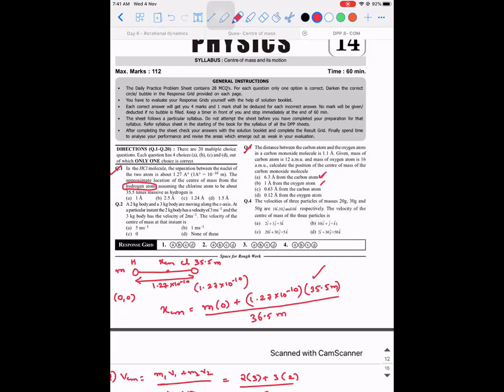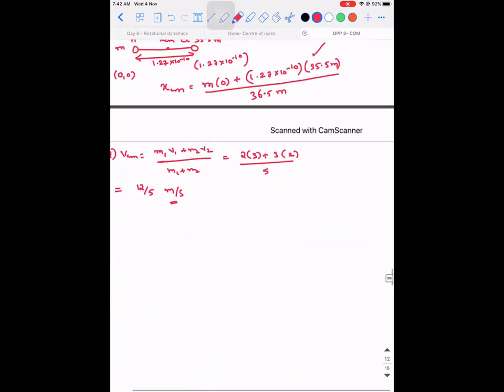Similarly, if they ask from the oxygen atom, oxygen is taken as the reference point and then you solve it. If you take any one of the points as a reference point, let's say carbon, if it is at a distance x, from oxygen it will be at a distance of d minus x, where d is the distance between carbon and oxygen. That part I'm leaving to you. So the fourth is also homework.